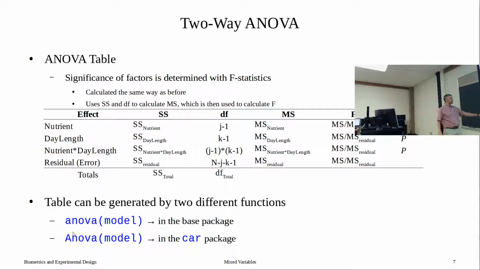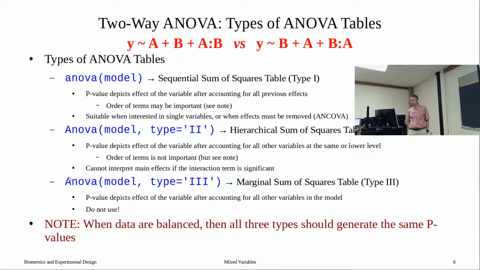We have the one that's in the base package, and we have the one that's capital letter. And if you remember, I was stressing to use this one with the capital letter that's found in that car package. Why is that? It's because there's three different types of ANOVA tables. All right. So our ANOVA tables can be broken down into a type 1 or a sequential type of sum of squares table, a type 2 table, which is a hierarchical sum of squares table, and a type 3 table, which is a marginal sum of squares table.